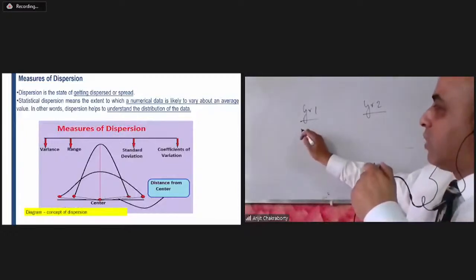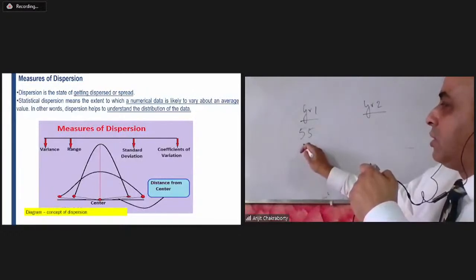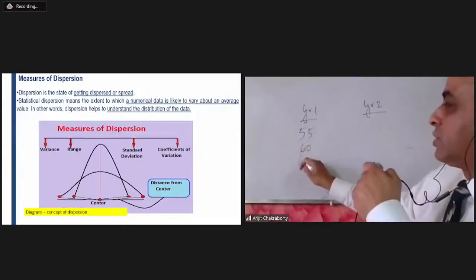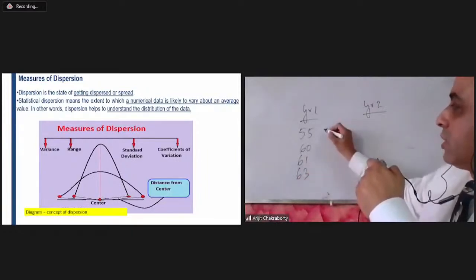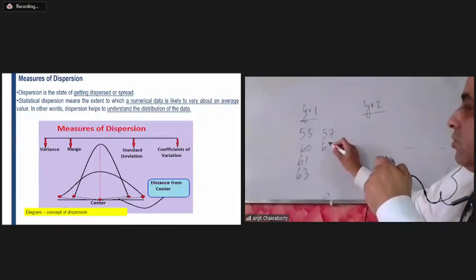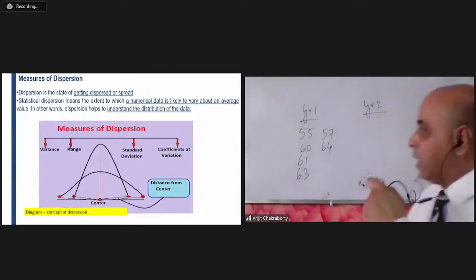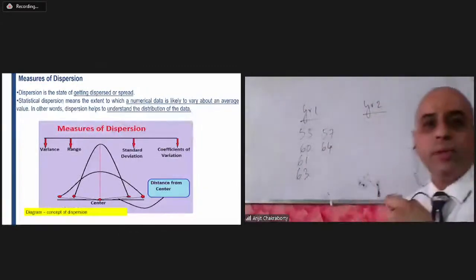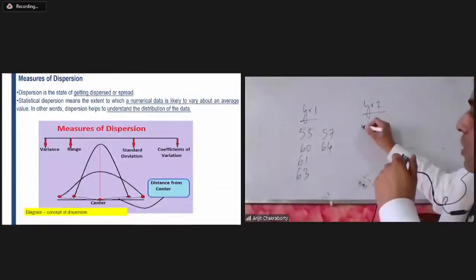I'm taking some marks here: 55, 60, 61, 63, then I'll take 57 and 64. So 55, 60, 61, 63, 57, 64. Then in group 2, I'm taking the marks of another 6 students. Okay, let's see the marks.